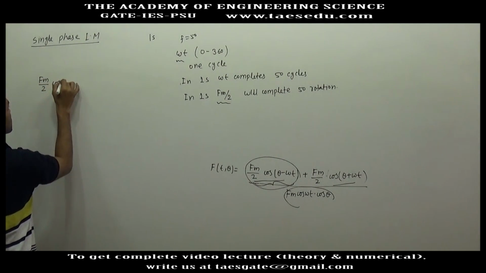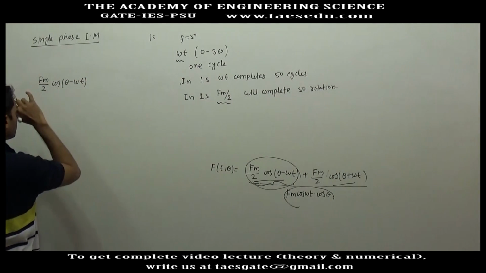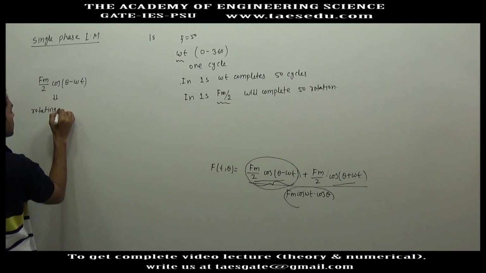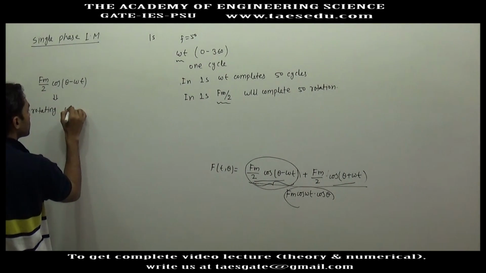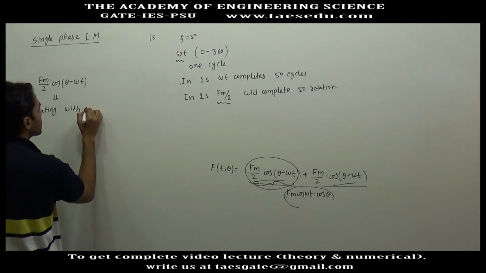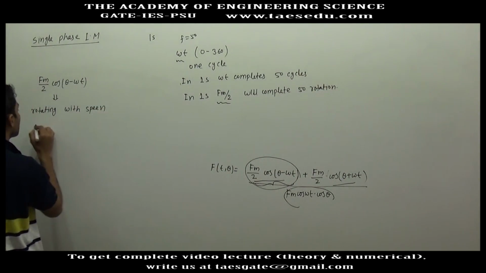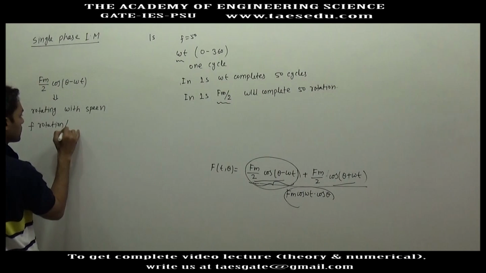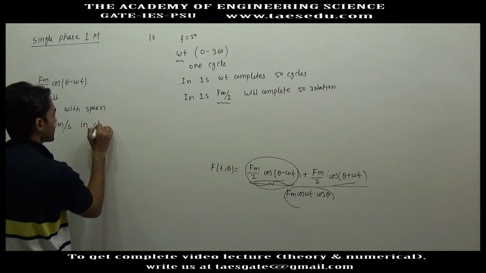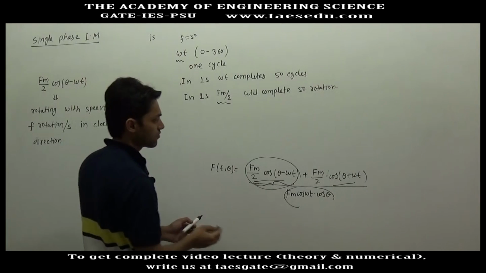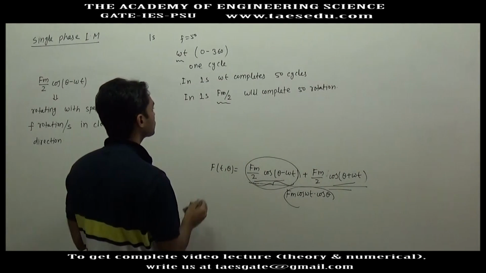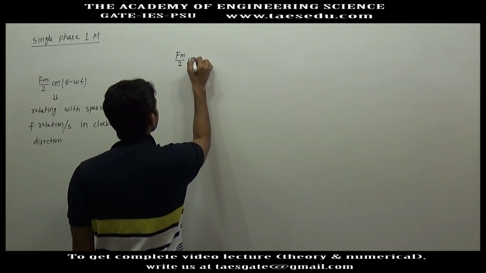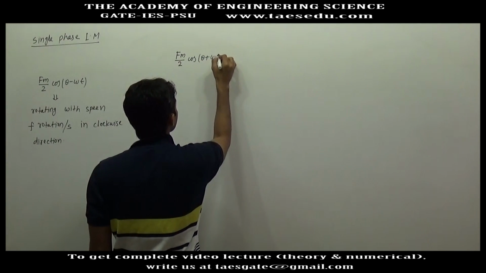Fm by 2 cos theta minus omega t. This is a rotating magnetic field. This is rotating with speed f rotation per second, which is 50 Hertz rotation per second in clockwise direction. Okay. Now we will analyze the second part. The second part is Fm by 2 cos theta plus omega t.